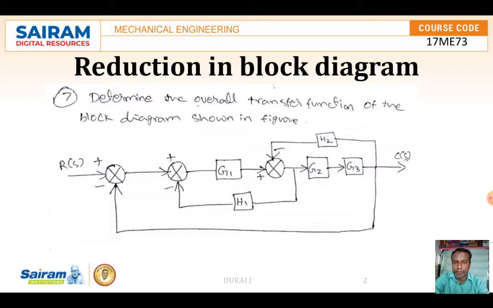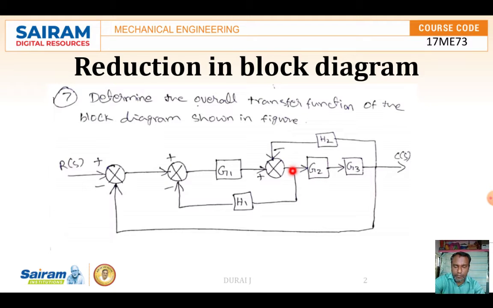In block diagram reduction, this is another method. Here, if you see, there is the input, a summing point, another summing point, the G1 block, the G2 block, the G3 block, and the output. It is connected to H2 and H1, the feedback loops. The takeoff point is placed between G2 and this summing point.